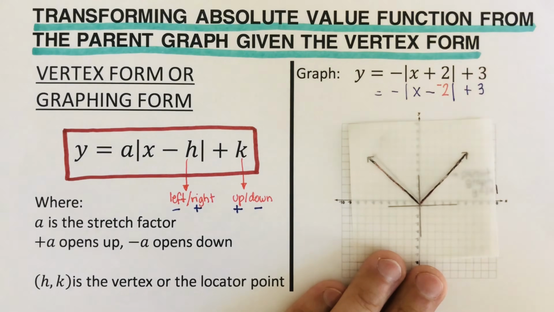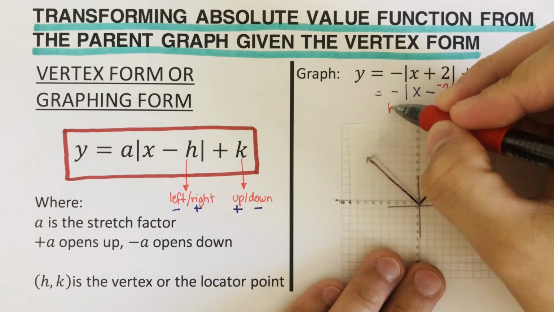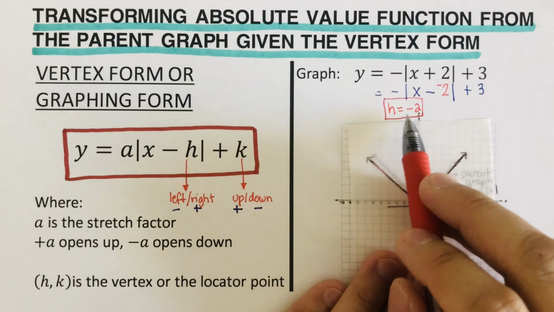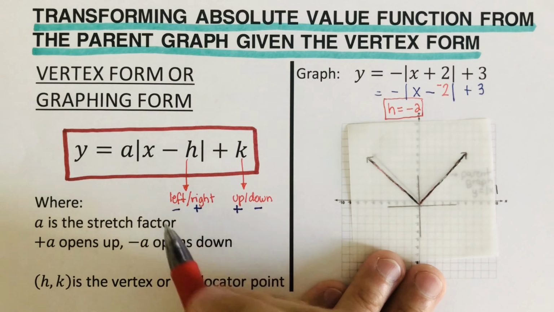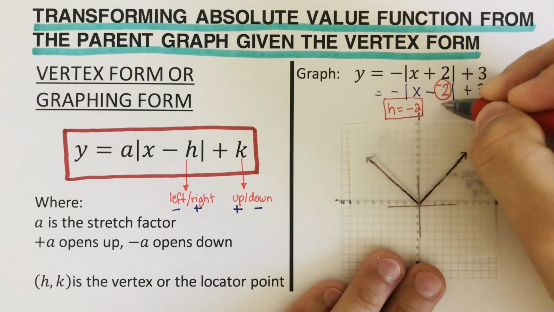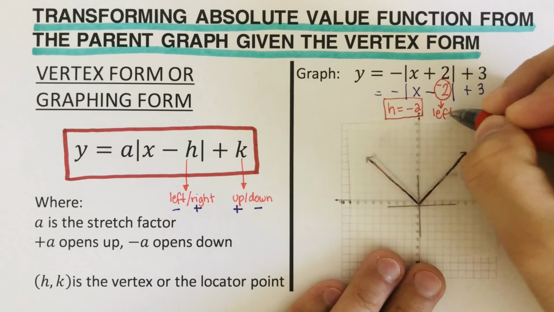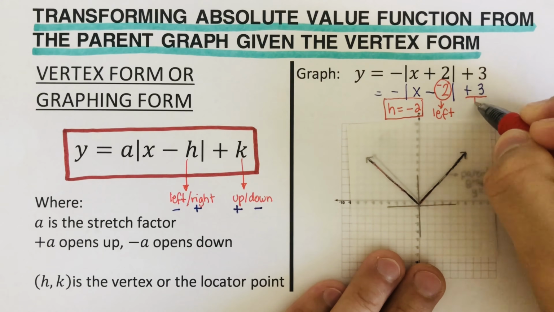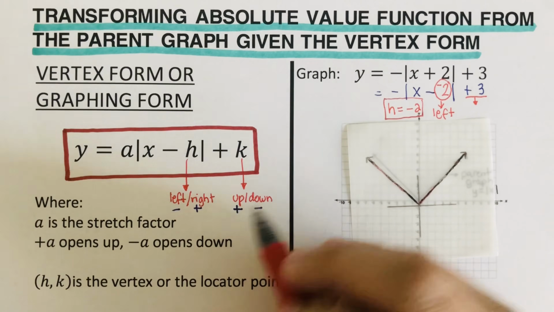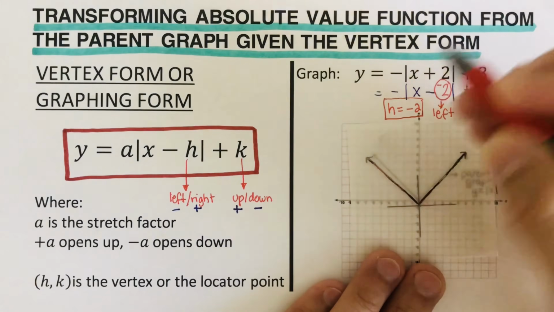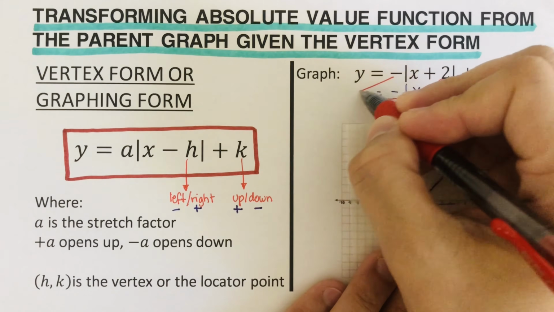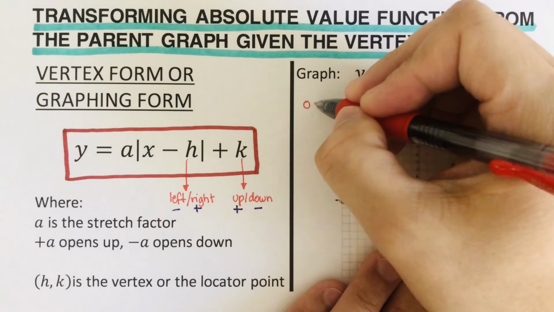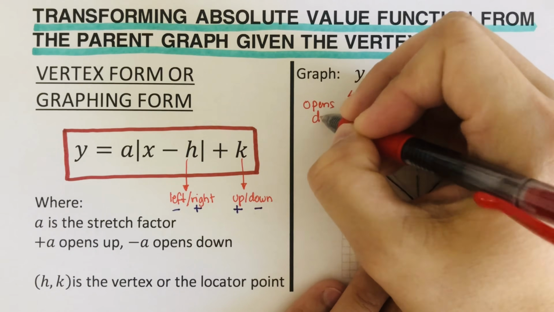So what this is trying to tell us is that our h is negative 2. Since it is negative, it's telling us that we're moving to the left. And then the k here is positive 3. This is telling us that we are moving up 3. And then the a at the beginning is negative, so the negative a right here is telling us that it opens down.